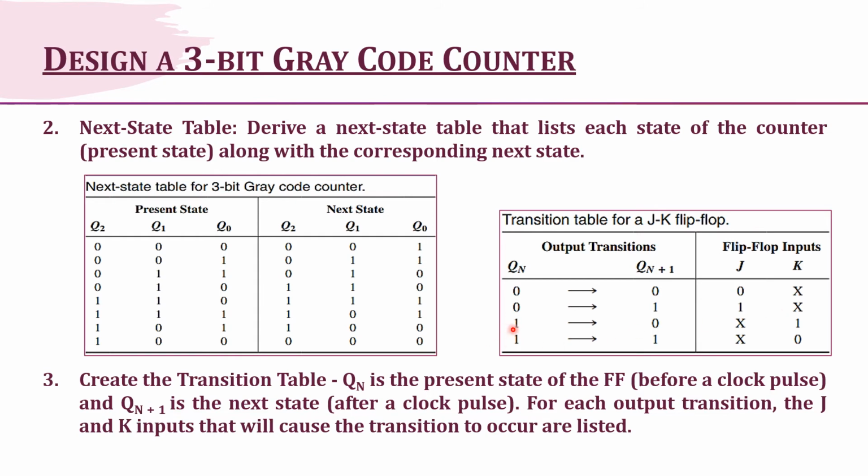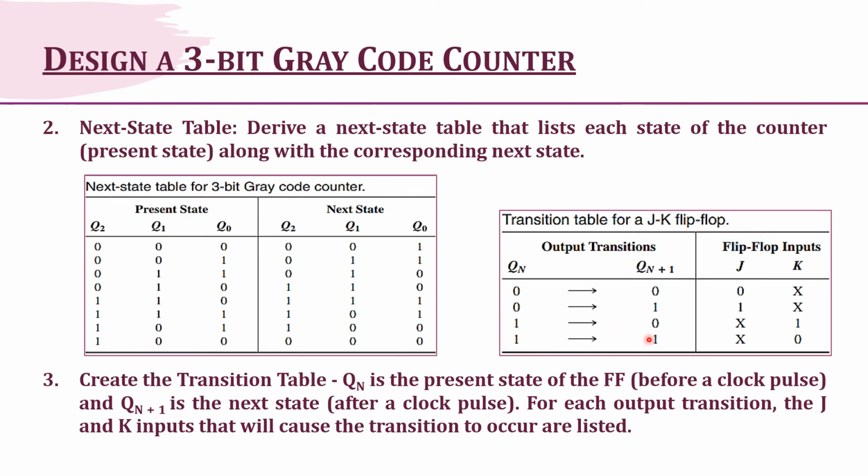Similarly, let's look into the 1 to 0 transition. From 1, it is moving to the 0 state. That is, we can have a toggle state or we can have the reset state. Toggle state means the 1 1 combination and the reset state means the 0 1 combination. So the K value is set as 1 and J can have either the 0 value or the 1 value.